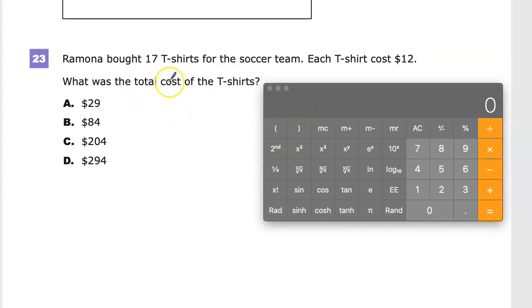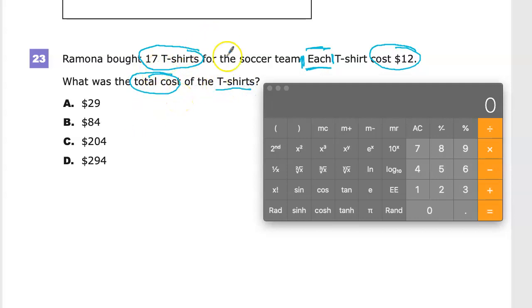But let's go back first and look at what our question's asking. So this part, Ramona bought 17 t-shirts, so I think that's probably important for us to know. And each keyword here, cost $12. So each t-shirt cost $12. And we're looking for the total cost of the t-shirts.